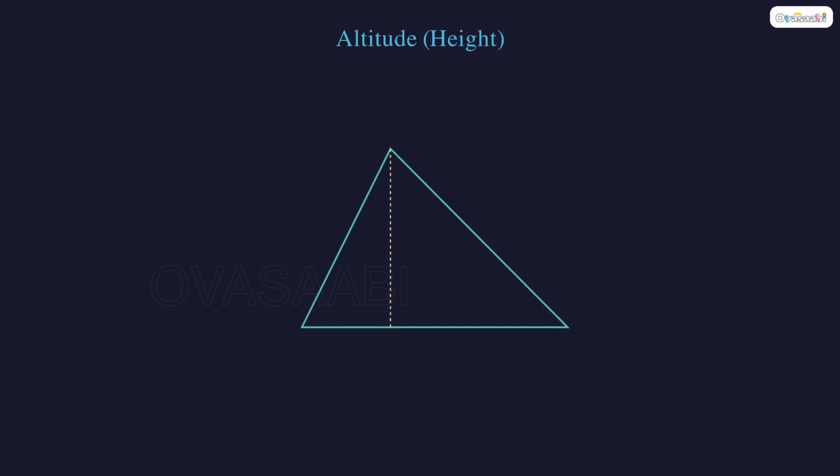The height or altitude is a line from a vertex that meets the opposite side at 90 degrees. Think of it like a pole standing straight up from the ground.